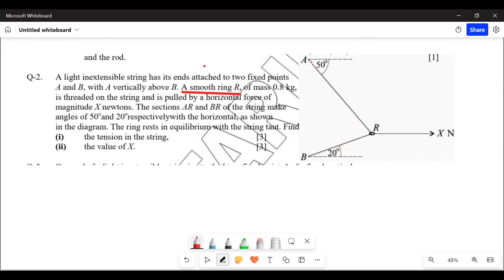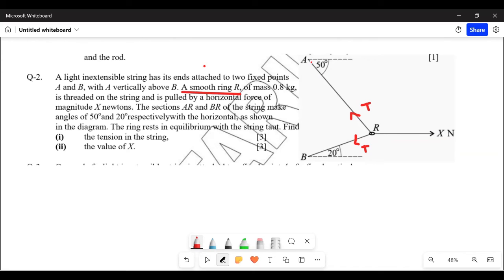Tension points away from the object. So this is T and this is T. The tension is the same. So we're not going to write T1 and T2. If the ring was rough, we would have to write T1 as the tension in one part of the string and T2 as the tension on the other part of the string.